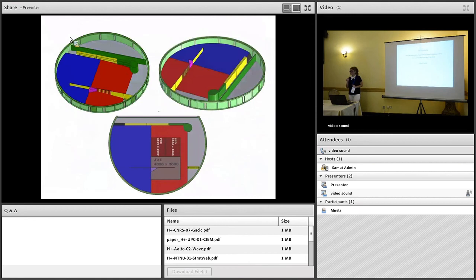So the good point is that compared to previous experiments of this type, this experimental setup will allow a quite long duration of the experiment. So the idea is to have, I think, in the order of half an hour of measurements for each flow rate.